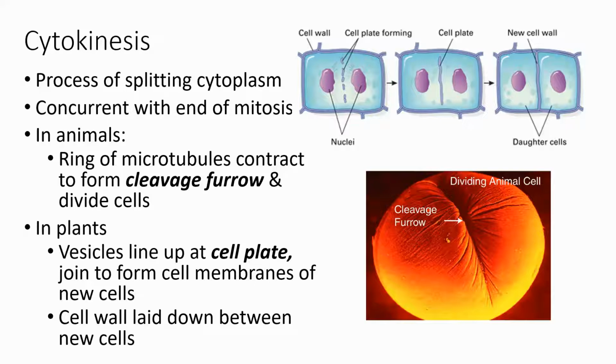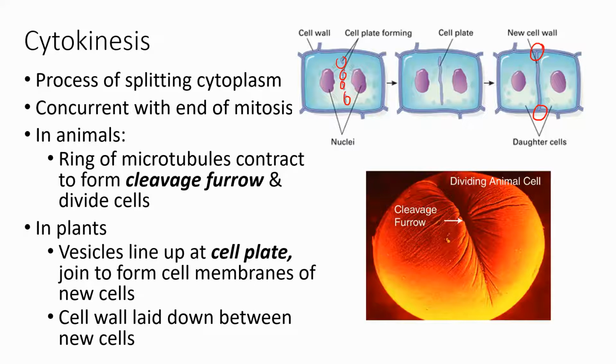It's different in animal cells versus plant cells. What happens in plant cells is you have vesicles line up along the center between the two newly forming nuclei. They're going to contain elements of cell wall. They're going to join with each other, and then when they join up at the edges of the existing cell wall, they will have formed two new cells.